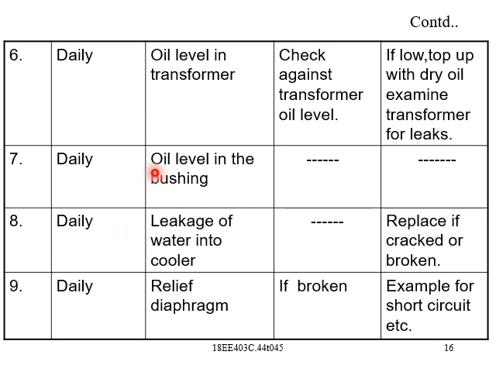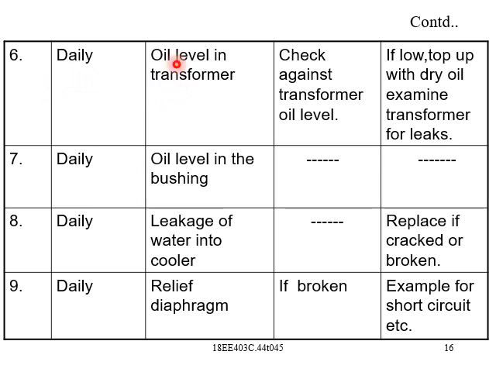And in the continuation, the sixth maintenance is that it should be done daily, and the item to be inspected is oil level in the transformer, and the inspection done is to check against the transformer oil level. Some maintenance will be similar in table 1 and table 2, that is, for below 1000 kVA and for above 1000 kVA there will be some slight differences, three to four. That's it.